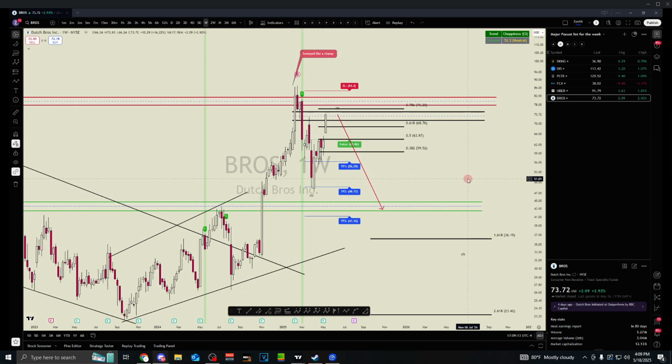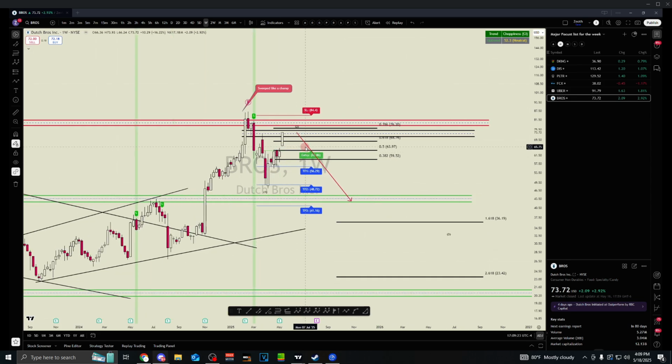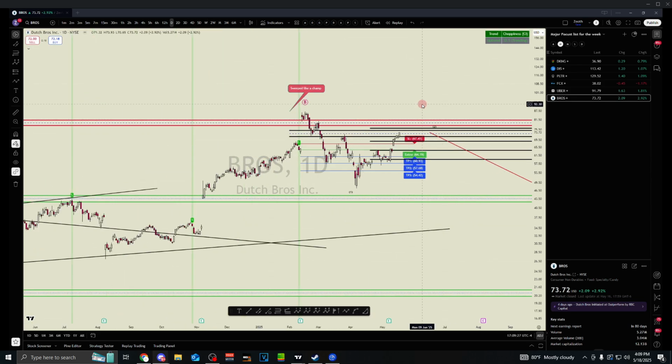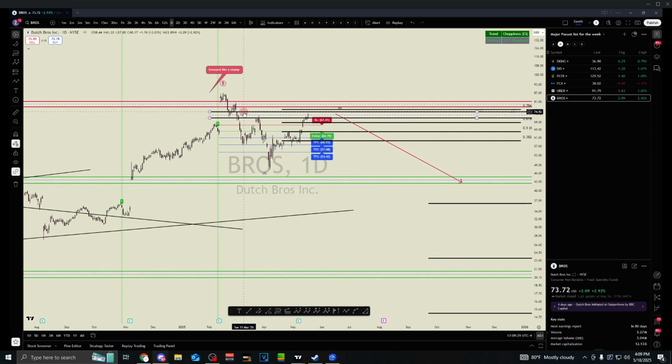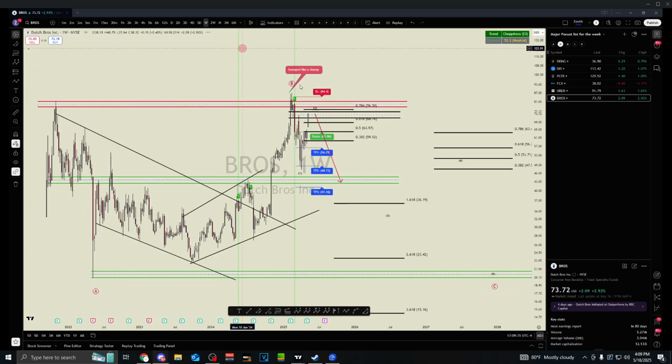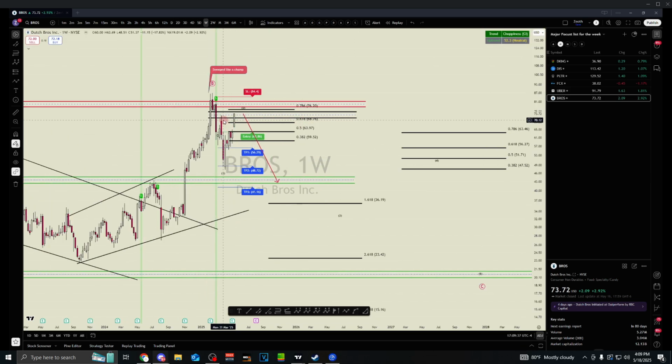So it is almost at the zone where the final target of the wave two is going to be, right? And at the same time, you could clearly see on a smaller time frame that zone is also a huge bearish imbalance zone, right? That's where you get a huge sell off like this. So that's an extra confluence.